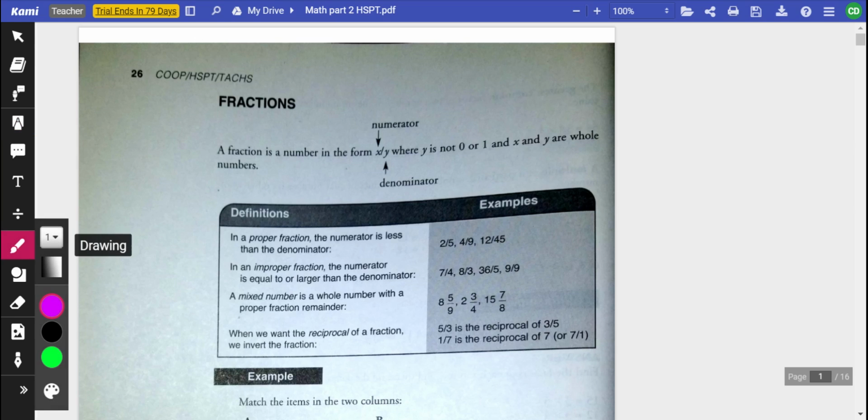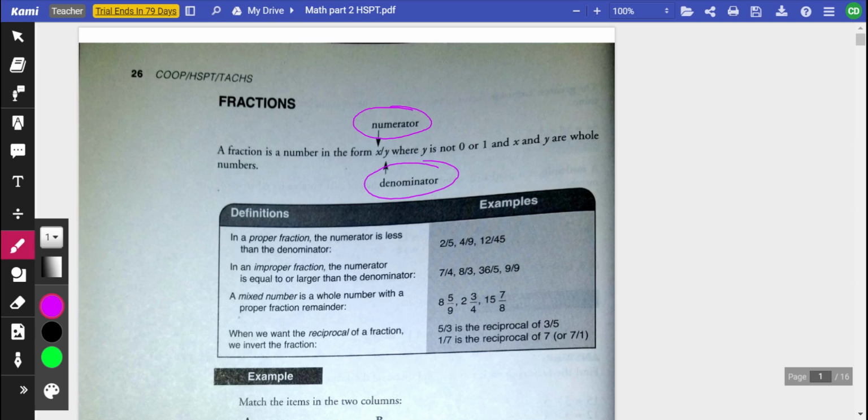A fraction is a number in the form of x over y, with a numerator, which is the number on top, and the denominator, which is the number at the bottom, where y can't be 0 or 1, because if y is 1, it's going to stay the number it is, right? 3 over 1 is 3, 5 over 1 is 5. So it's an identity. And then it can't be over 0, because if you're dividing 5 by 0, you're not doing division. Because if I have 5 cookies and I give them to 0 people, I'm not doing a division math problem. So there's no division taking place. And where x and y are whole.